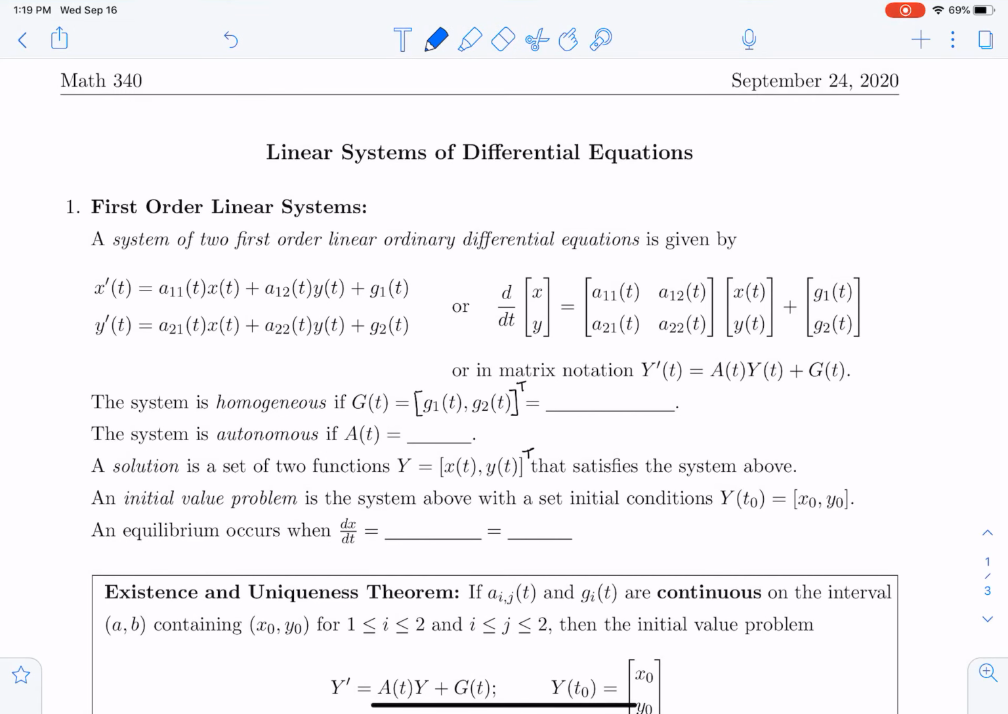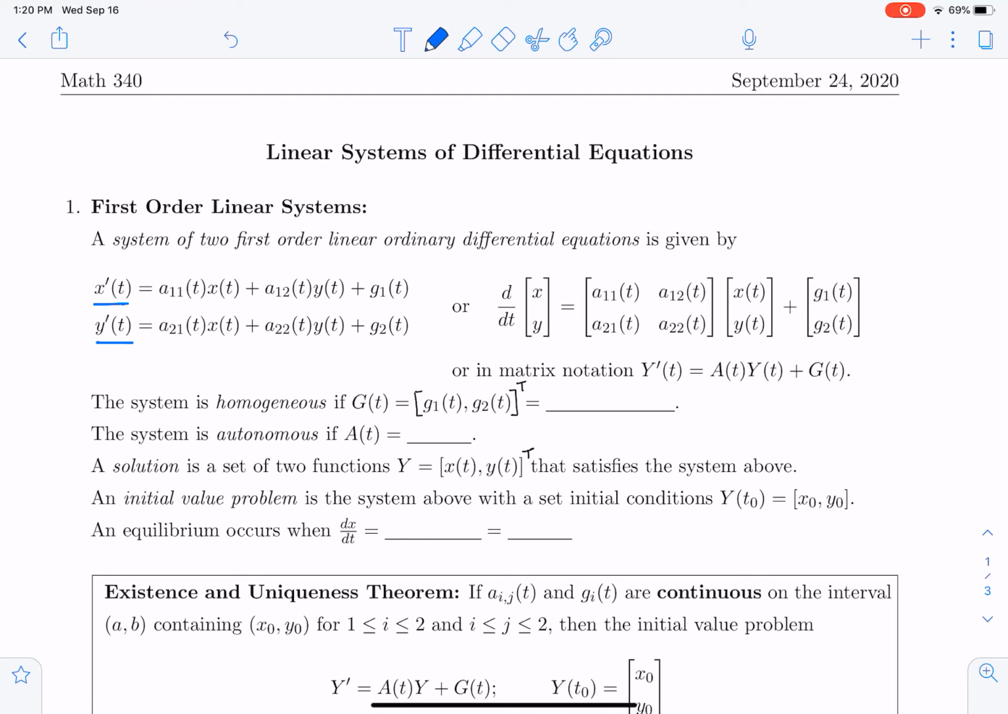Now that we have introduced several examples from biology, chemistry, and physics that can be modeled by a system of differential equations, we're going to turn our attention to solving linear systems of differential equations. In particular, we're going to look at a system of two first-order linear ordinary differential equations where there are equations for the derivative of x and the derivative of y.